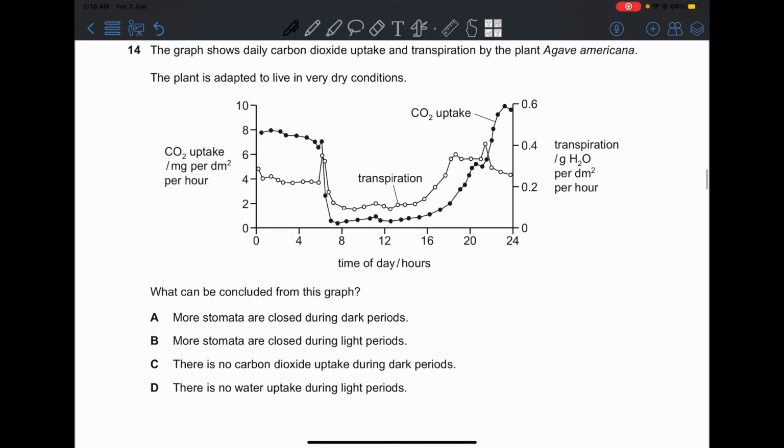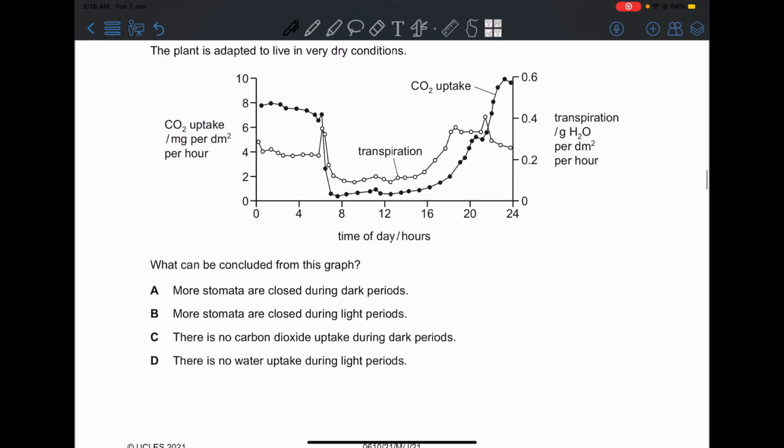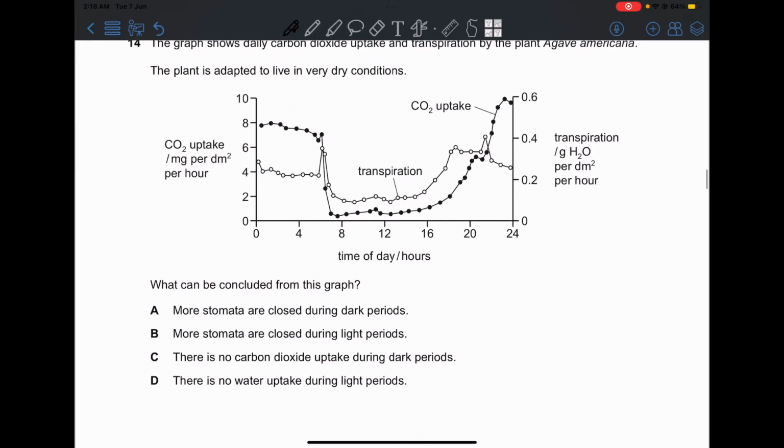Now, question number 14. The graph shows daily carbon dioxide uptake and transpiration by the plant. The plant is adapted to live in very dry conditions. What can be concluded from this graph? Now, over here, we can see that transpiration is very decreased during the light hours or the daytime from 8 a.m. until about maybe 6 p.m. It is very low, and then it increases during the dark hours.